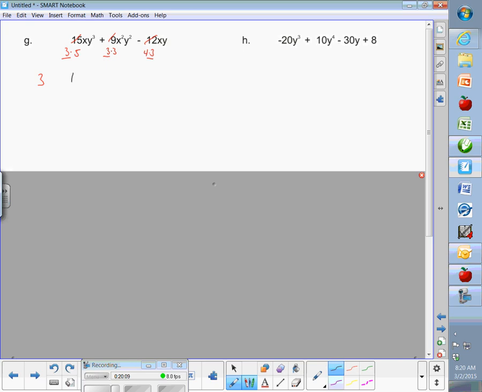And I'm just going to leave some space. Now, what's left? I took that 3 out. I got a 5 left. I took that 3 out. I got a positive 3 left. I took that 3 out. I got a negative 4 left of the numbers, right?